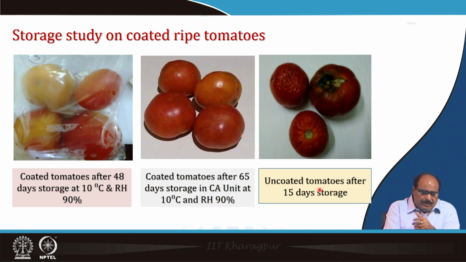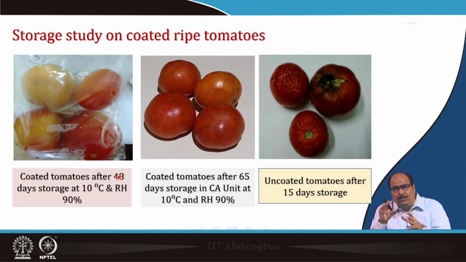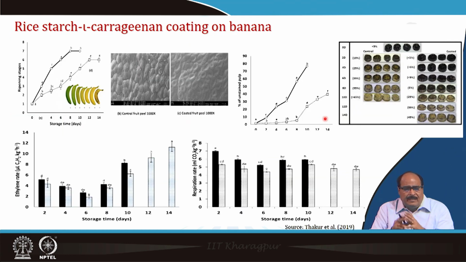In the normal atmosphere it was kept for 48 days, but in the control atmosphere, along with the coating, the O2 and CO2 composition of the gas environment was also controlled. The shelf life increased to even more than 2 months, that is 65 days. Whereas you can see in the figure that uncoated tomatoes spoil even after 10 to 15 days of storage at 10 degrees Celsius and 90% relative humidity. Control atmosphere storage we will discuss separately in the next class.